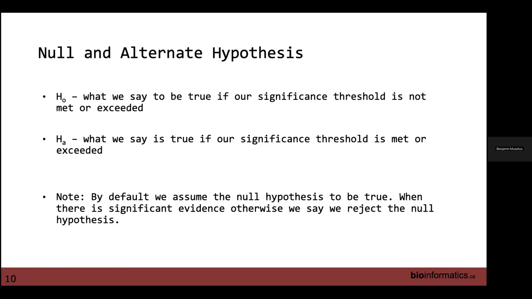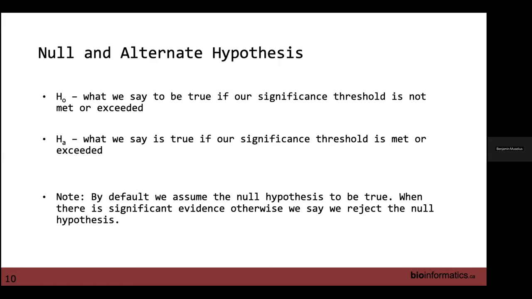All right, another terminology thing that we talk about in statistics is the idea of null and alternate hypotheses. We look up a statistical test to say, oh, the null is this, the alternate is that. Quite simply, the null is what we say to be true if our significance threshold is not met or exceeded. This would generally be a large p-value, two groups aren't different, those kinds of things. The alternate is what we say to be true if our significance threshold is met or exceeded.